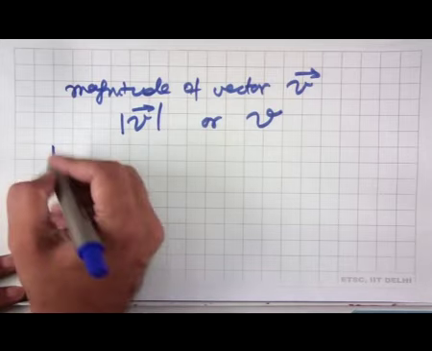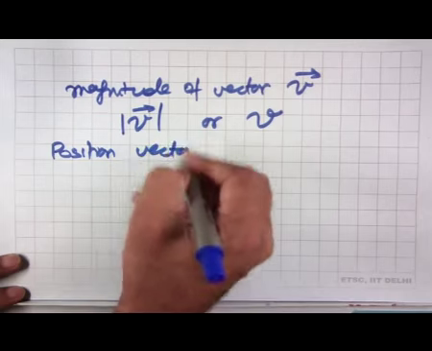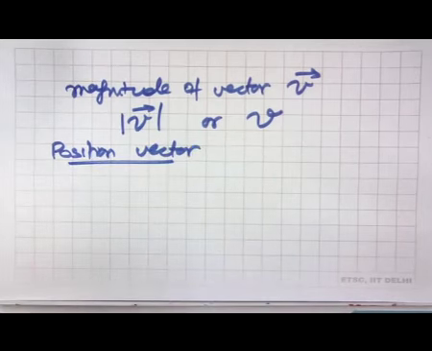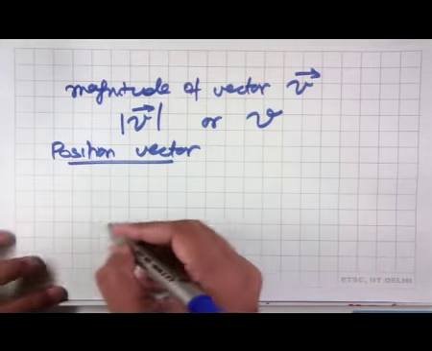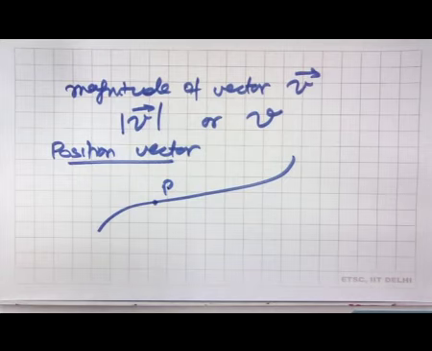Now, one of the vectors which we have seen earlier also, and let us write this, is the position vector. Suppose a point P is moving along a path.